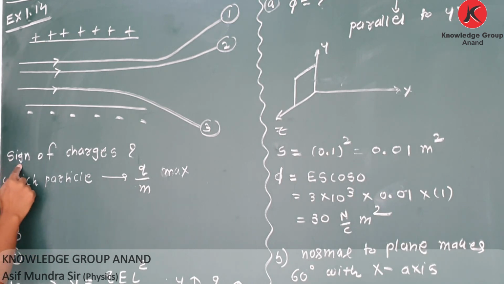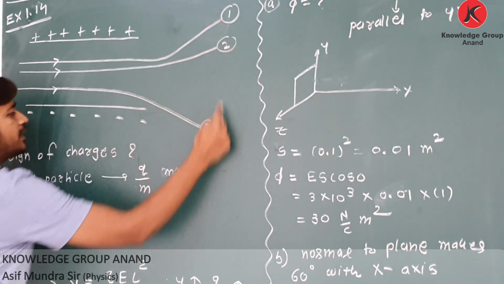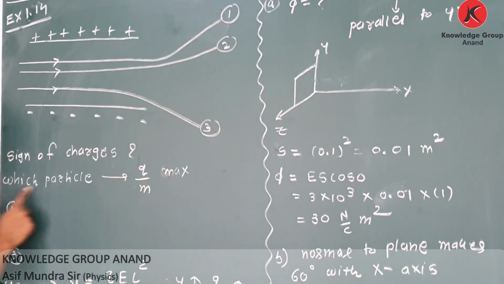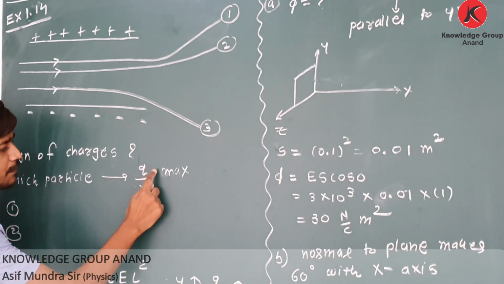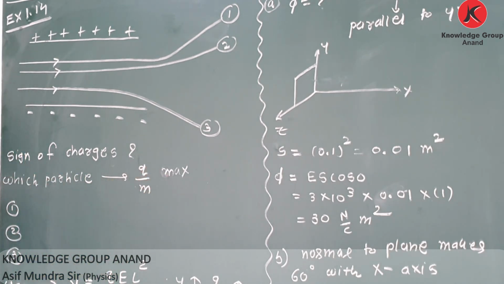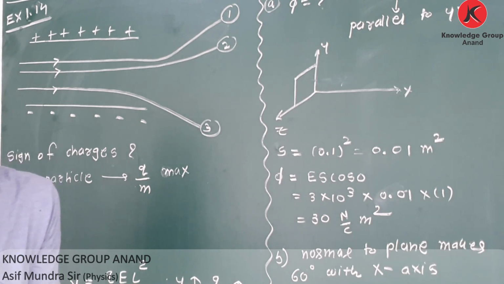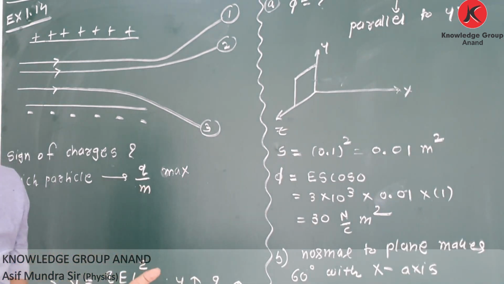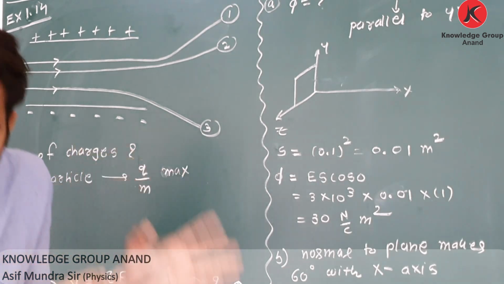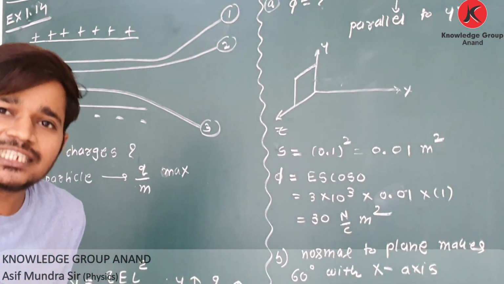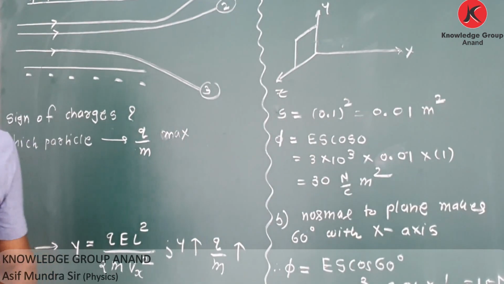What is your question? You have to find the sign of charges 1, 2 and 3, and second, which particle has the maximum charge to mass ratio. See, the sign of charges is easy. We know that negative charges are attracted towards the positive plate, while positive charges are attracted towards the negative plate.